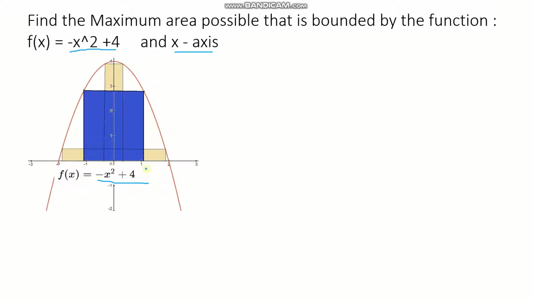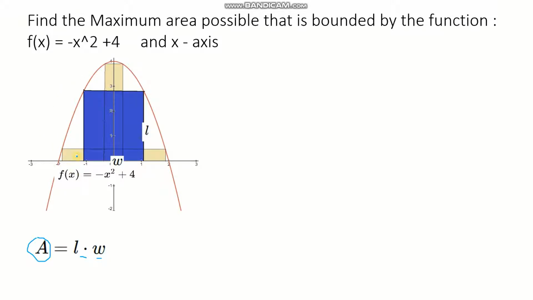Let us assign the length and width as the following. As you remember, the area of a rectangle is represented by area equals length times width. Our main goal is to define the area as a single variable function. First, we notice that our function and our rectangle are even. What do I mean by that? Whatever we have on the right hand side is the same as on the left hand side.